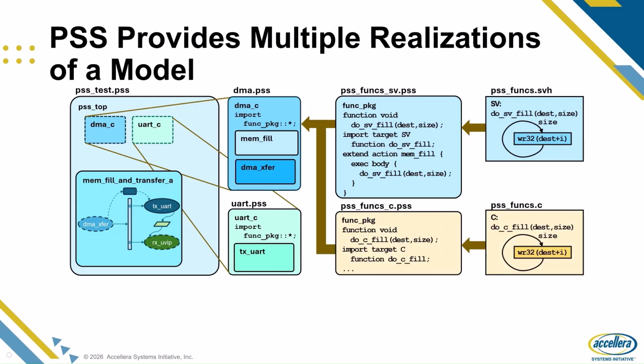Similarly, we can have a C function that will call a C method, do cfill, which will implement the same functionality, but in C. So now we have the ability to take the abstract model and map each action to a specific implementation in whatever target language we want. And the tool will then generate the infrastructure, as we saw on the previous slide, to call those methods to make the scenario happen in whatever target environment we're using.